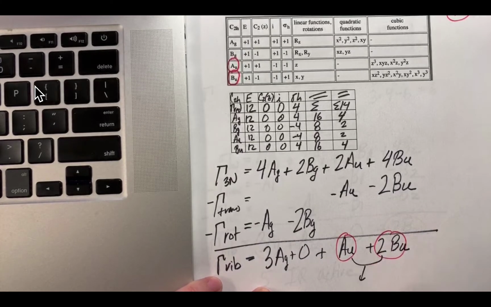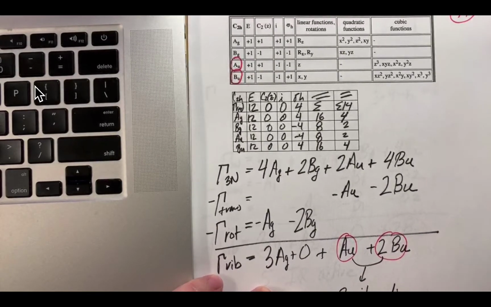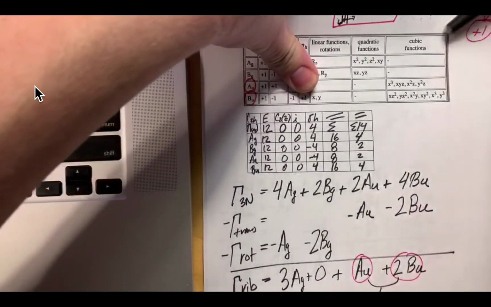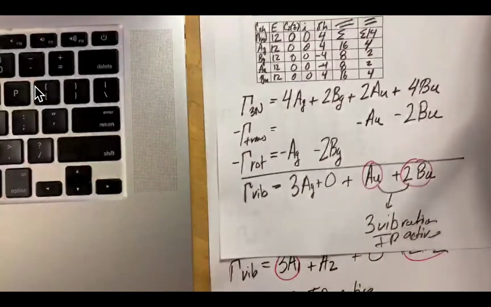So then this one would have 3 vibrations, which are IR active. Okay, I'm going to pull my other sheet out here and see whether we got a result that we can use here.